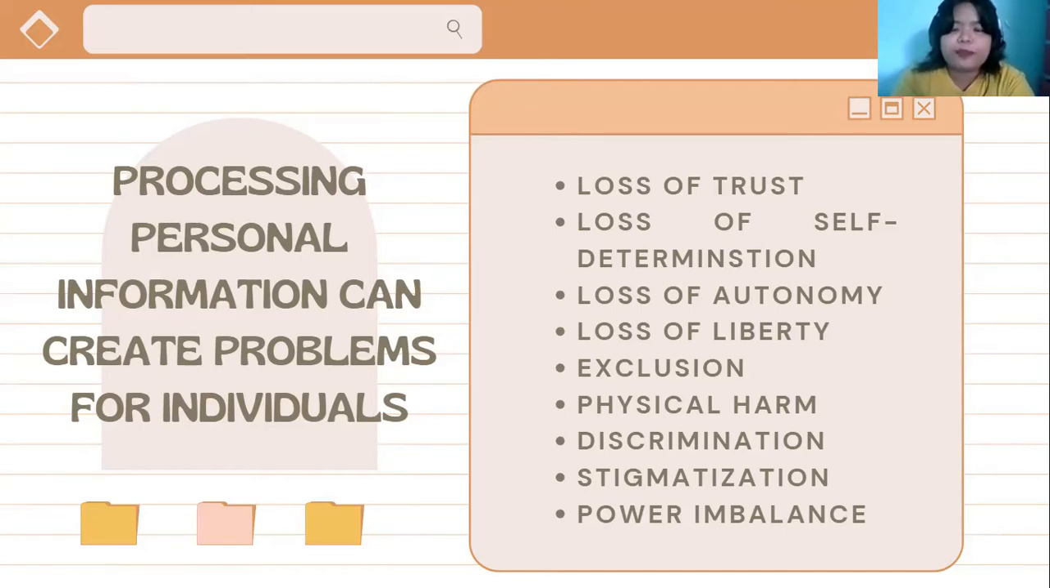Next is physical harm. The more sensitive the information, the higher the risk of harm to the people affected. A combination of personal information is usually more sensitive than a single piece of personal information. Next is health information.